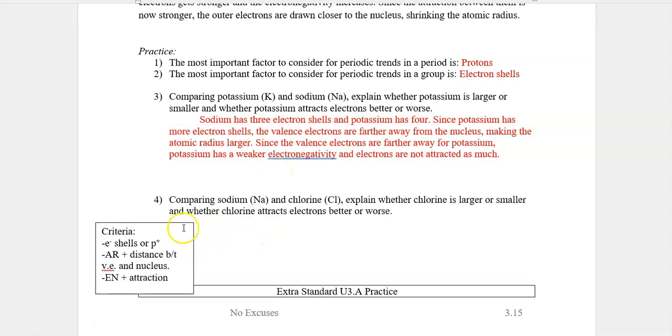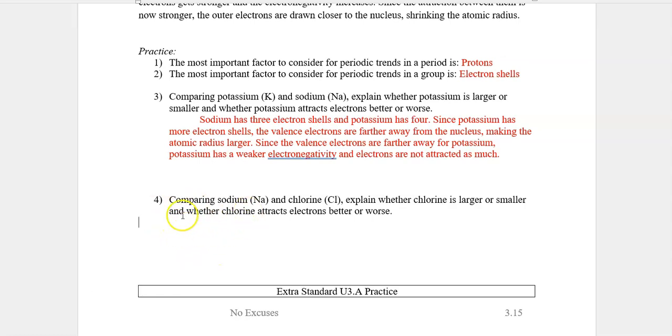Okay, we need to do the same thing for number 4 now with the same criteria. If you haven't done it already, go ahead and take some time, pause the video, and try it. We're going to compare sodium and chlorine this time, not sodium and potassium. Is chlorine larger or smaller, and does it attract electrons better or worse?